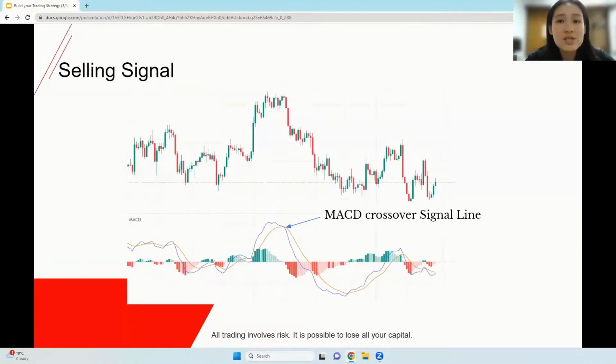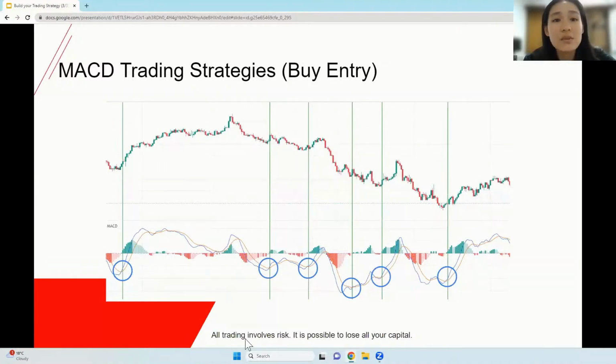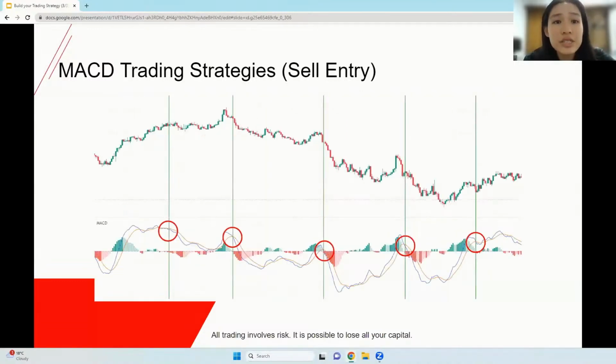So a selling signal occurs when the MACD line crosses over the signal line. And then the bullish or buy entry is over here, when the signal line crosses over the MACD line. It's just the opposite of here. Okay, so this is an example, and our sell entry is over here as well. So basically, you just want to take note of each of the crossovers, because that tends to indicate a change in trend or change in direction of movement.